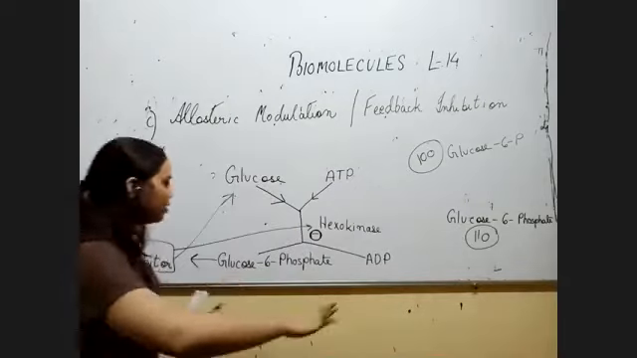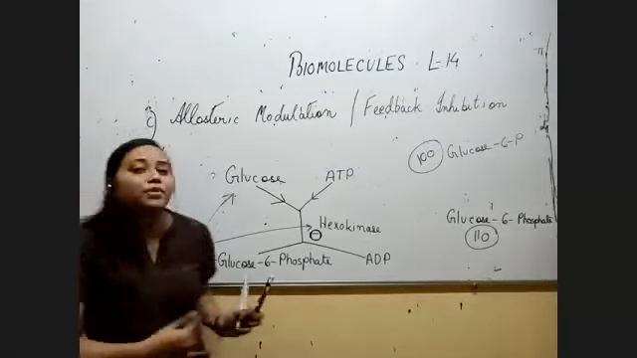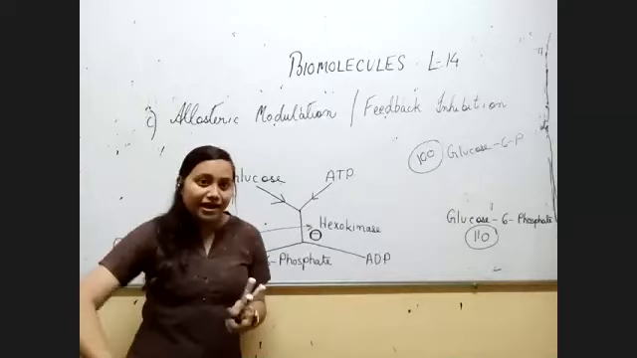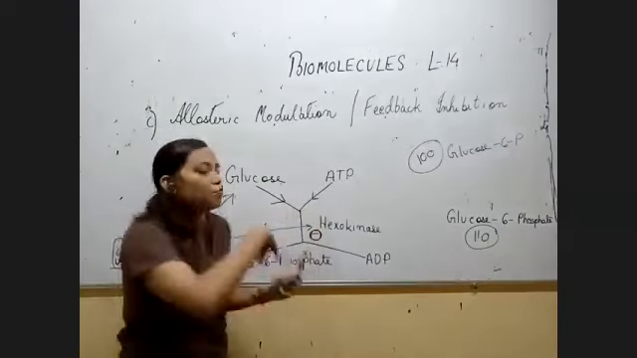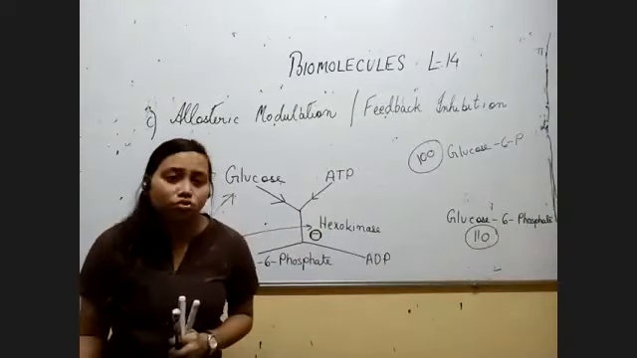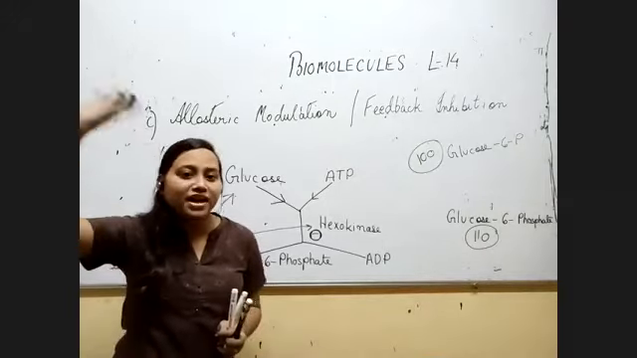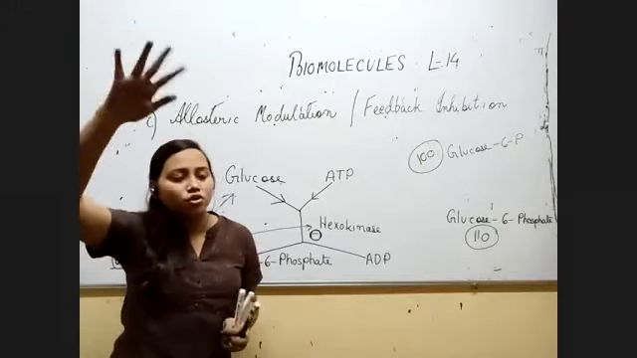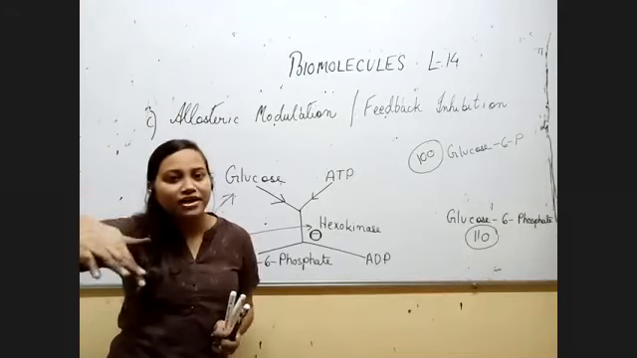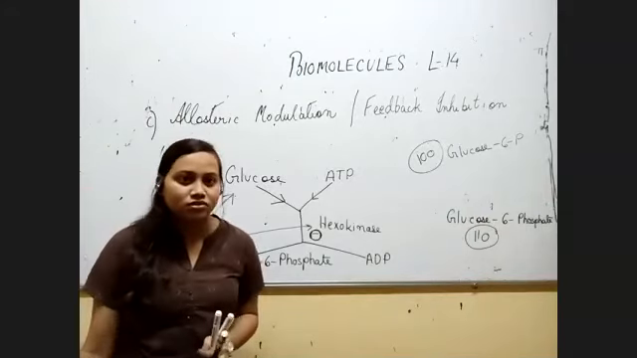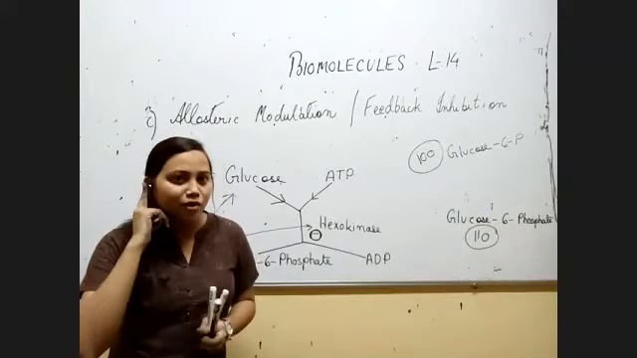Also look at this: glucose 6-phosphate is actually a product. What is the product of one reaction doing to the reaction above? It is inhibiting. To reduce the production of glucose 6-phosphate, it is giving a negative feedback. Are you getting my point?